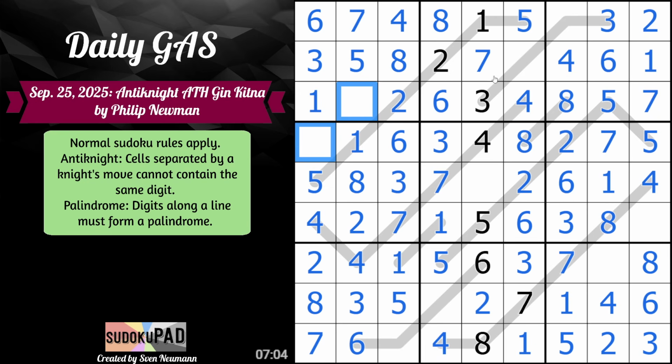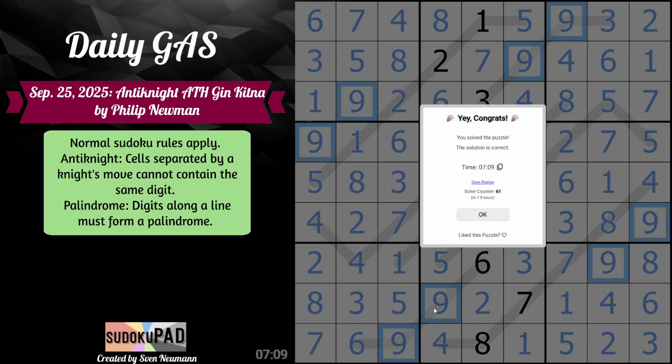And that should be everything, because now we should have 1, 2, 3, 4, 5, 6, 7, 8, and 9 places to place 9s. And we are done in 7 minutes and 9 seconds with Anti-Knight ATH Jin Kitna by Philip Newman.